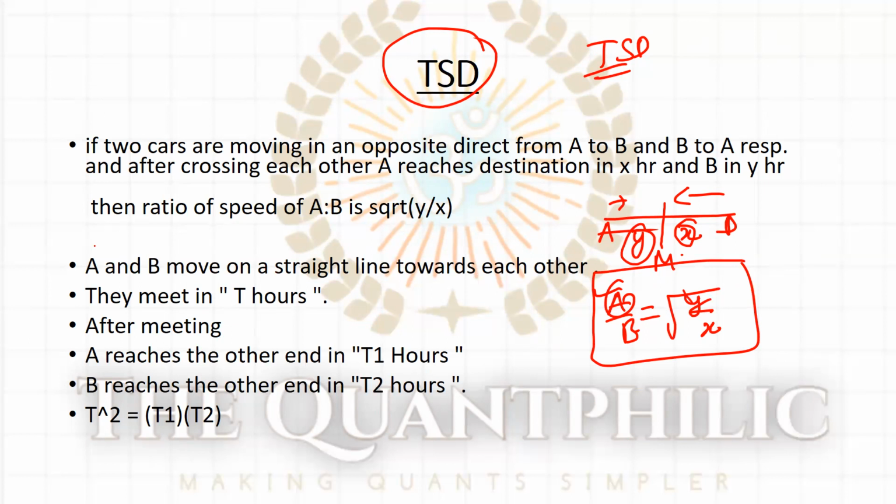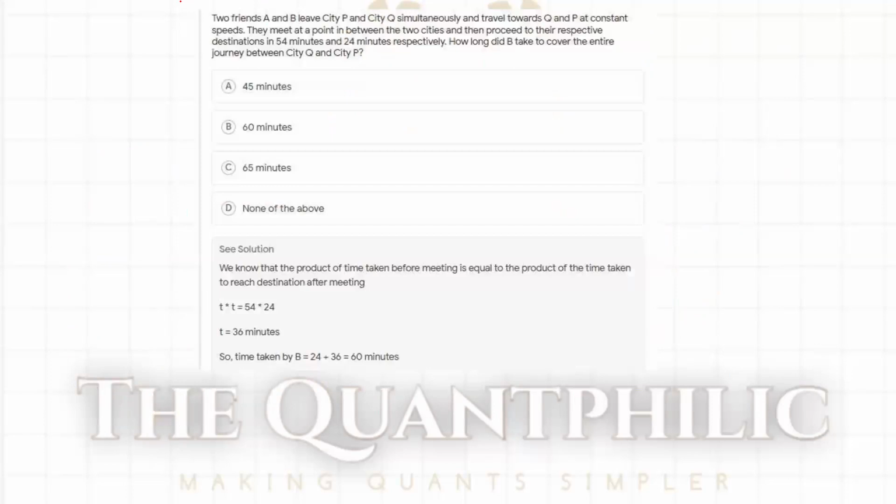Another shortcut for this is: they meet in T hours. After meeting, A reaches the other end in T1 hours and B in T2 hours. So after meeting, this will be T1. It will be clearer when I take an example. Here's the question: two friends A and B leave cities P and Q simultaneously towards each other at a constant speed. They meet at a point, say M, and proceed, and they take 54 and 24 hours.